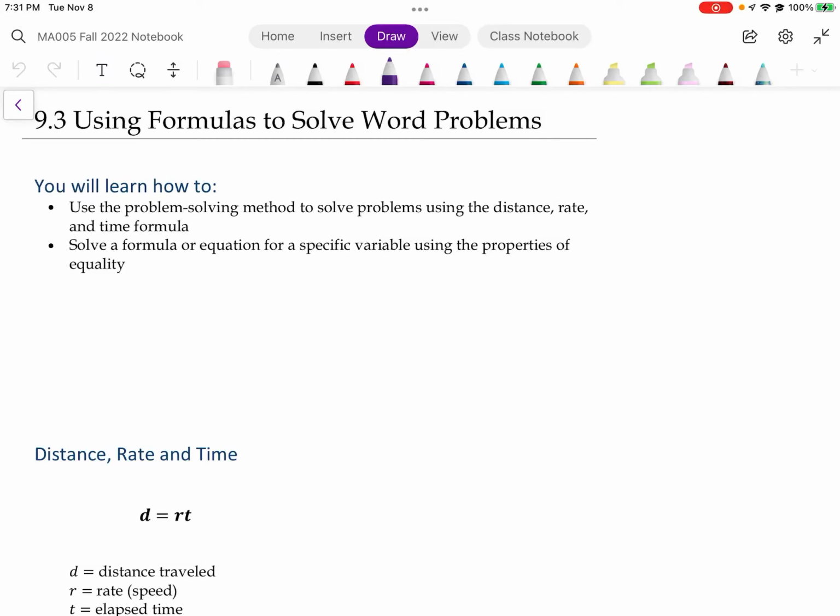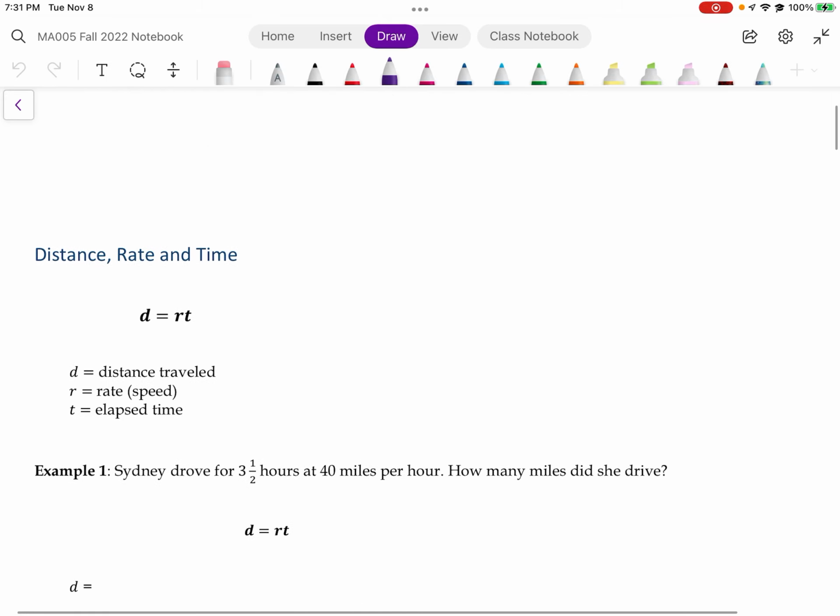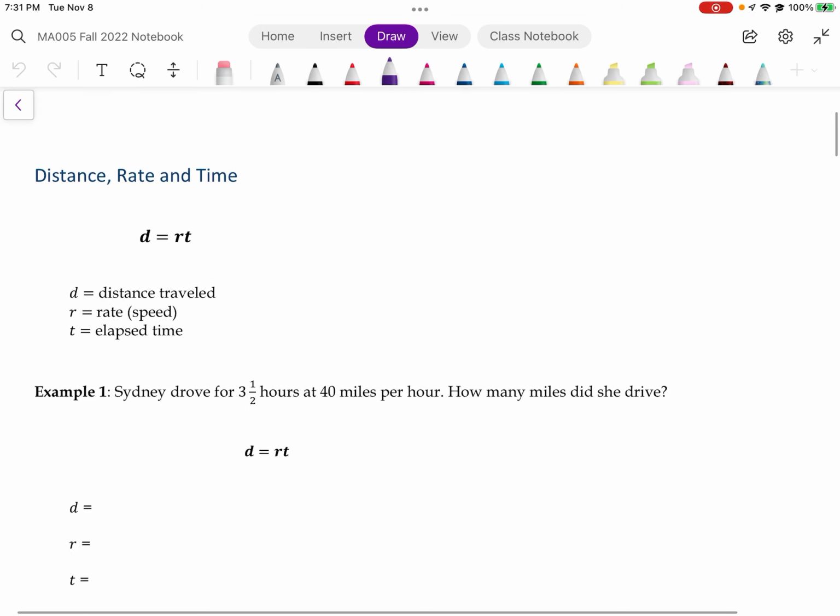Hi there, this is Professor Eckhouse, and I'm going to talk today about using formulas to solve word problems. We're going to look at distance, rate, and time, and then how to rearrange some other equations. All right, so let's start with distance, rate, and time equations.